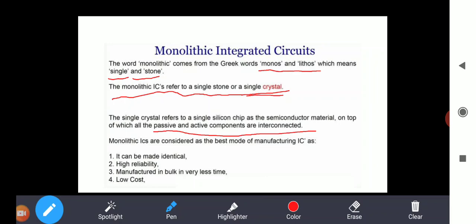Now, what are the advantages of monolithic ICs? Monolithic ICs are considered the best mode of manufacturing ICs because identical ICs can be made, with high reliability, manufactured in bulk in very less time. In a given very less time we can manufacture a greater number of ICs. Low cost. These are the advantages of monolithic ICs.